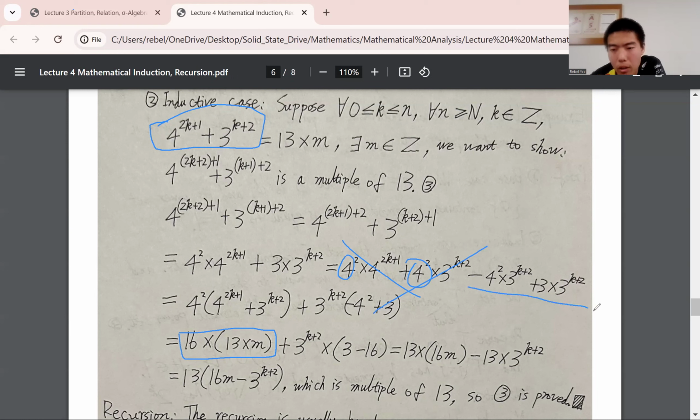So this is the remaining one, and in the remaining one we also have 3 to the power of k plus 2. And what we have left is 3 minus 16. Wow, this is 3 minus 16, which is negative 13. So we reach this form in the end, which is 13 times (16m minus 3 to the power of k plus 2). And m is an integer, so it's also a multiple of 13. So we're done here. Sounds good?